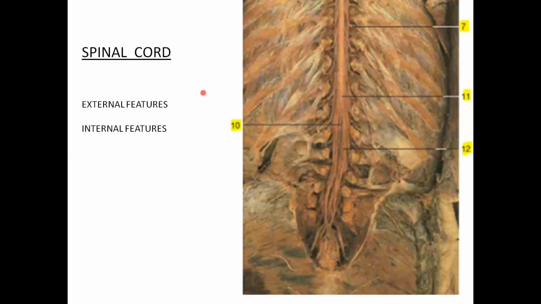Now, the spinal cord ends at the level of L1, the lower border of the first lumbar vertebra. Below that, it continues as a bunch of nerves. This bunch of nerves that you see here is called the cauda equina.